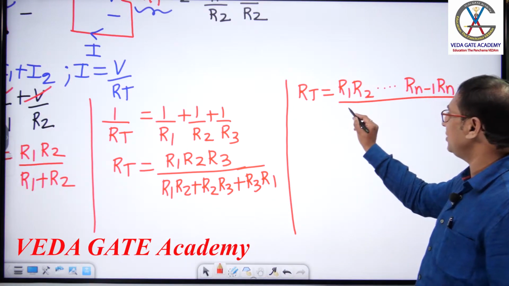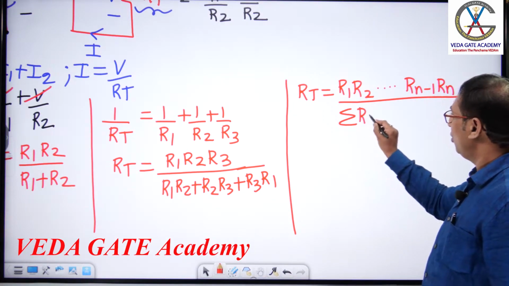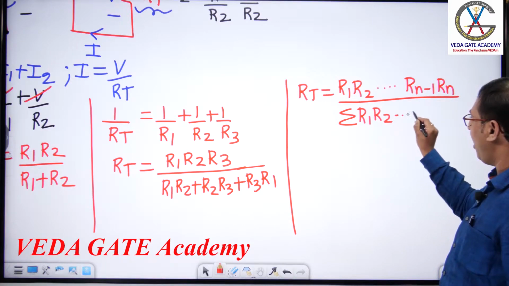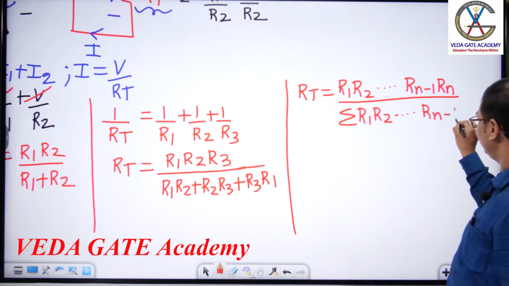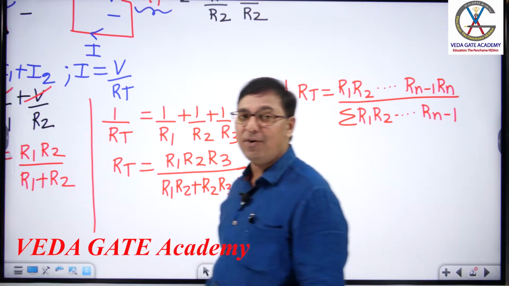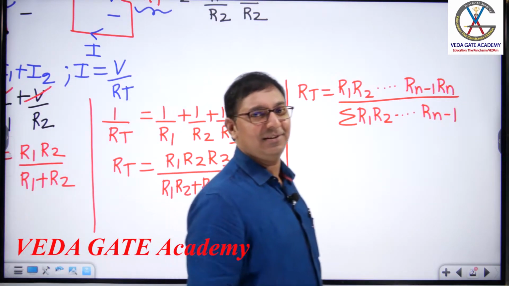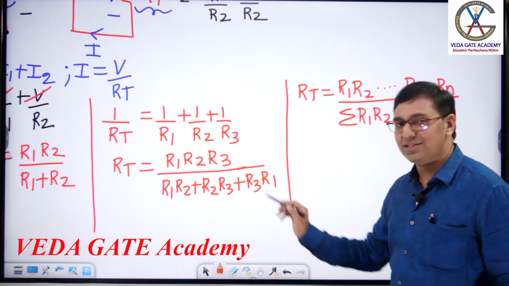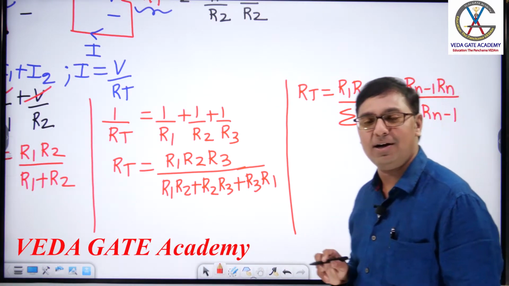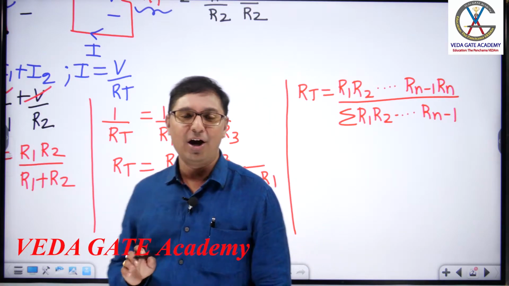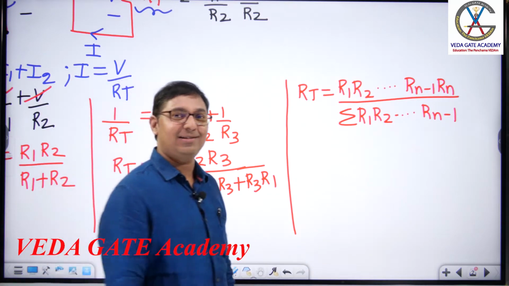Whereas for n resistors combination, sum of product of n minus 1 resistors. Very, very important here. Everyone will write formula for 3 resistors. For n resistors, this is the formula. Sum of product of n minus 1 resistors.